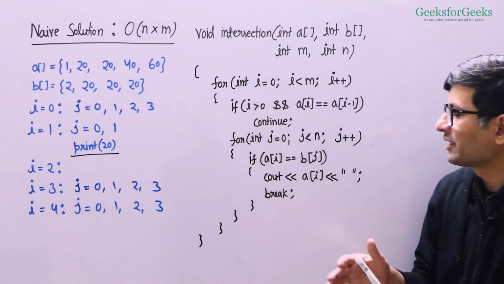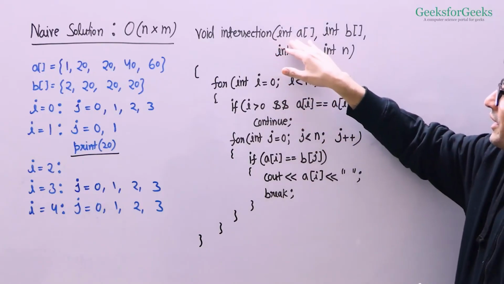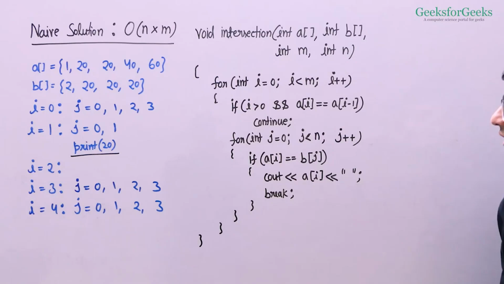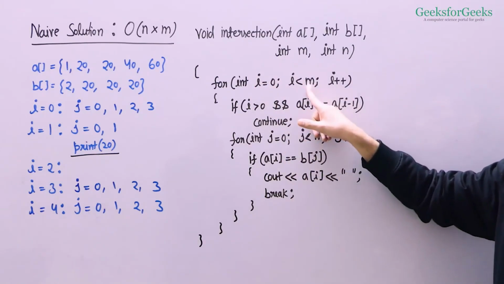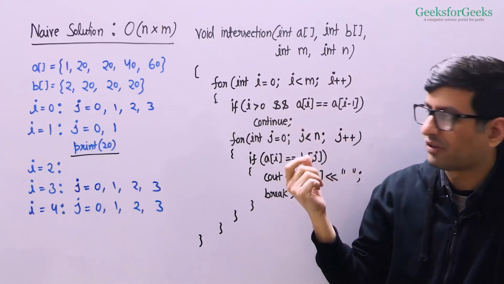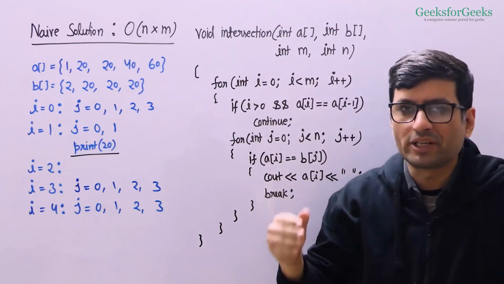Let's take a closer look at this implementation of the naive idea. I am taking two arrays as parameters. So M is the size of array A, N is the size of array B. We traverse through array A. For every element A[i], we first check if it is the same as the previous element or not. So we are comparing with A[i-1]. This is done to avoid printing duplicates.